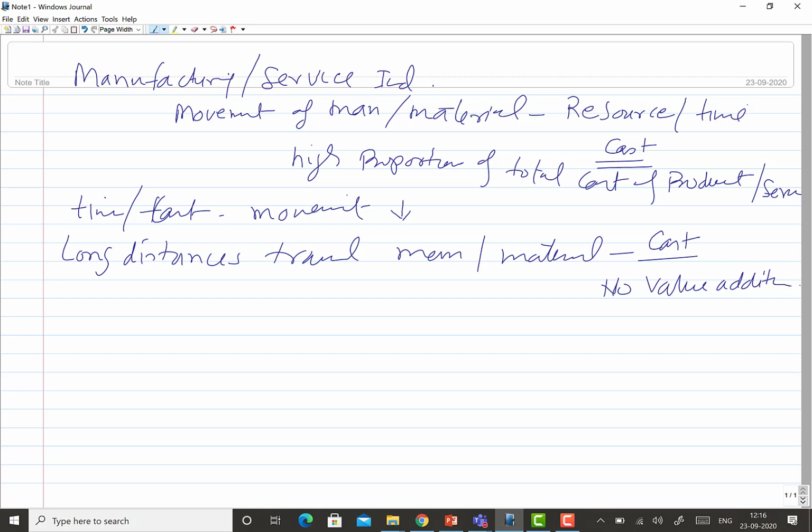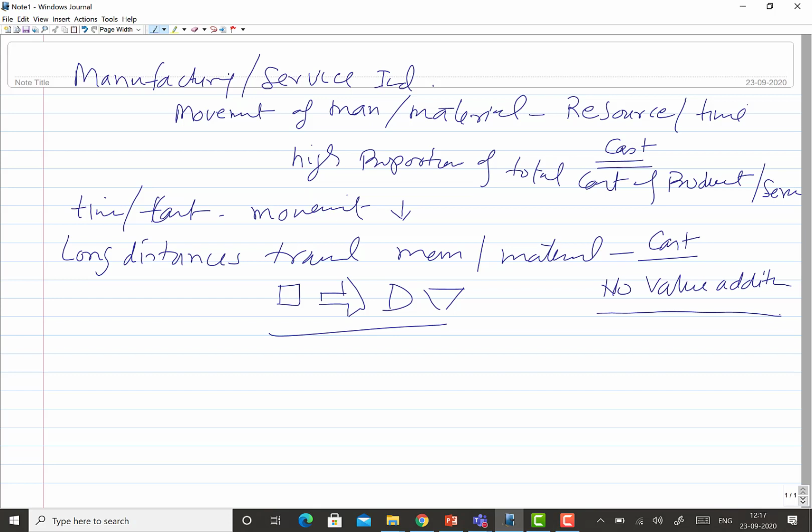As I said earlier, inspection, transport, delay and storage are not contributing in any way. Some of these may be important, but they do not contribute in any way, so their fraction has to be reduced. So if unnecessary long distances need to be traveled by the man or material in course of production, that too without any value addition, then that should be minimized.